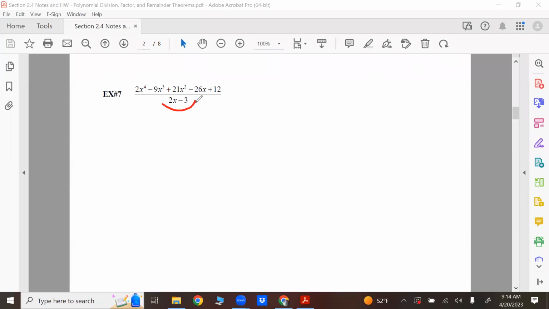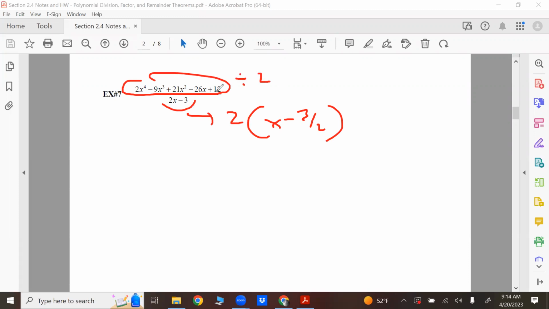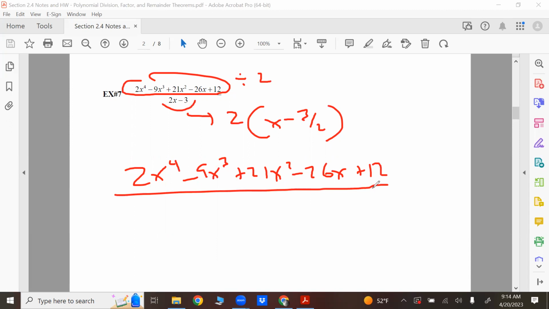Okay, so this one, because it's 2x minus 3, what you do is you write it like this. You put 2 on the outside, you put x minus 3 halves, and then you divide each of these by 2. Because it's looking like this right now: 2x to the fourth minus 9x cubed plus 21x squared. I skipped example 6.